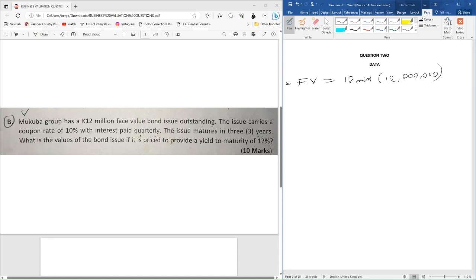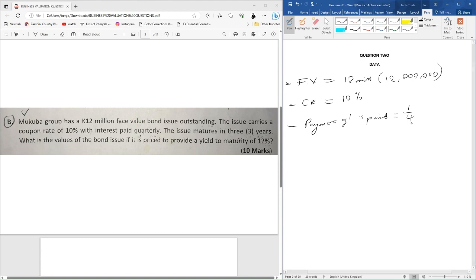And then the question goes on to say that the issue carries a coupon rate of 10%. So our coupon rate is equal to 10%. And the interest on this coupon rate is paid quarterly. So the payment of interest is paid quarterly, which is just 1 over 4.